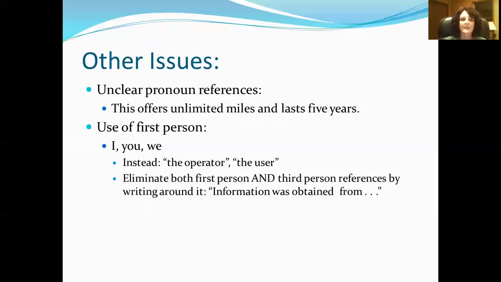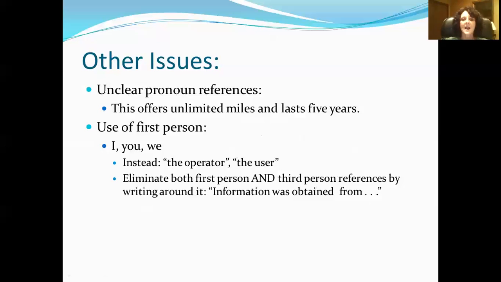Also, and remember in technical communication, and it was actually even written in the instructions, do not use first person. First person is words like I, you, and we. Instead, use terms like, for example, the operator or the user. There is a way that you can write around both of these so that neither one of them is used, meaning neither first person nor third person, in which both are just eliminated. In this example, information was obtained from, for example. It doesn't really say who obtained that information, so it's just leaving it very vague.